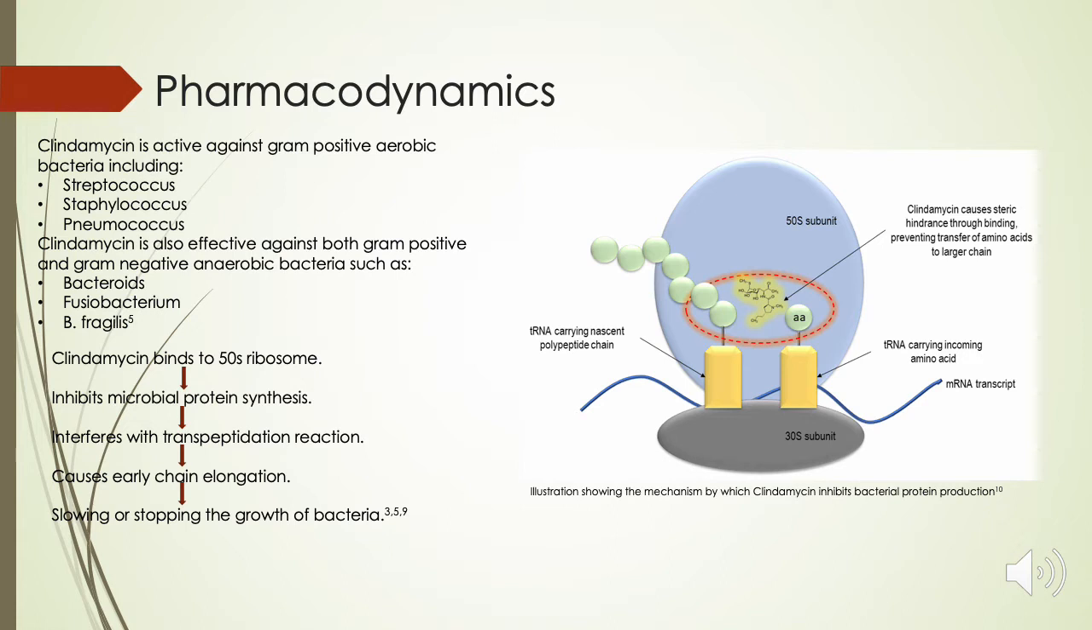It does this by interfering with the transpeptidation reaction, which then causes an early chain elongation. This in turn can slow or even stop the growth of bacteria. Clindamycin has a short Tmax, or time it takes for the medication to reach maximum concentration, and half-life. This is why 6-hourly administration is essential to ensure adequate amounts of antibiotic concentration is maintained.